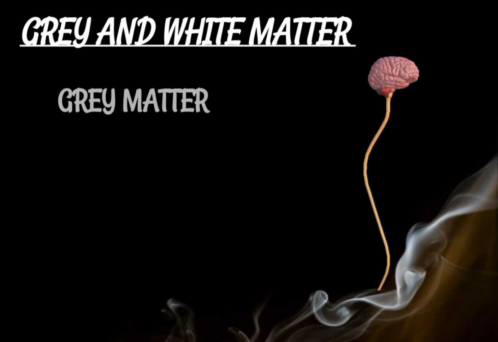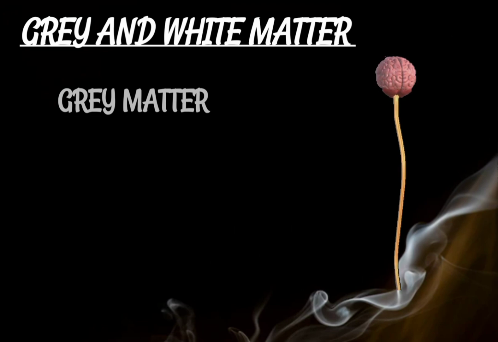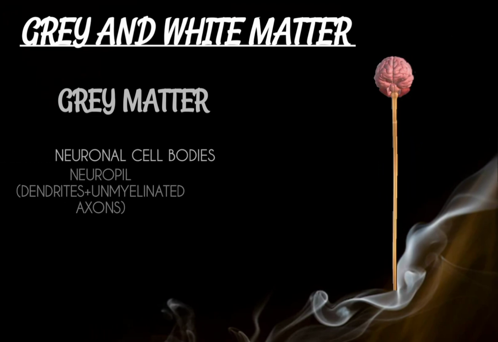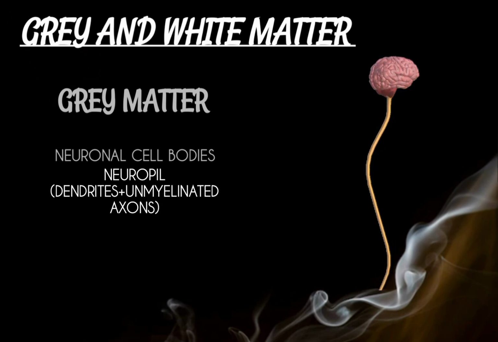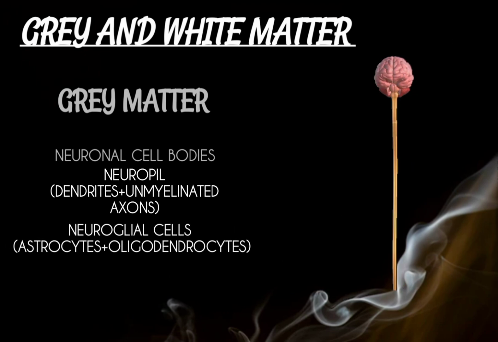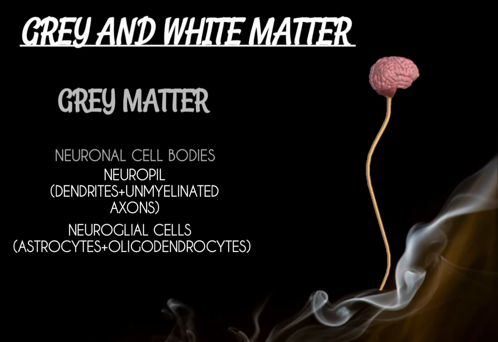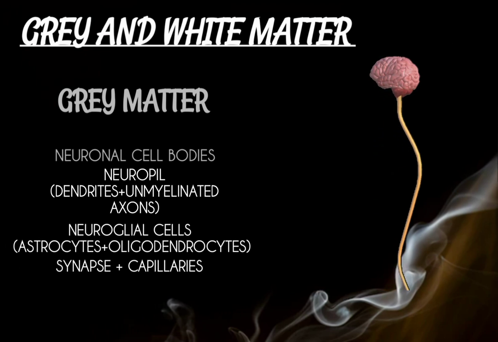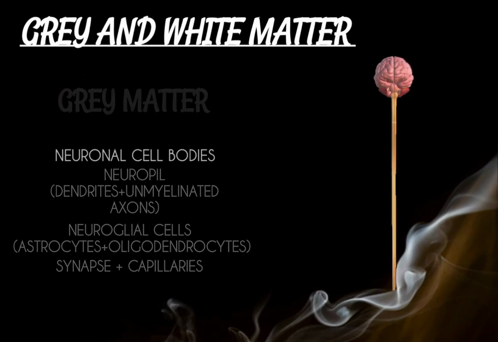The gray matter is the major component of our central nervous system. It consists of the neuronal cell bodies, the neuropil, which includes dendrites and the unmyelinated axon, the neuroglial cells, which include the astrocyte and the oligodendrocyte, the synapse and the capillaries.